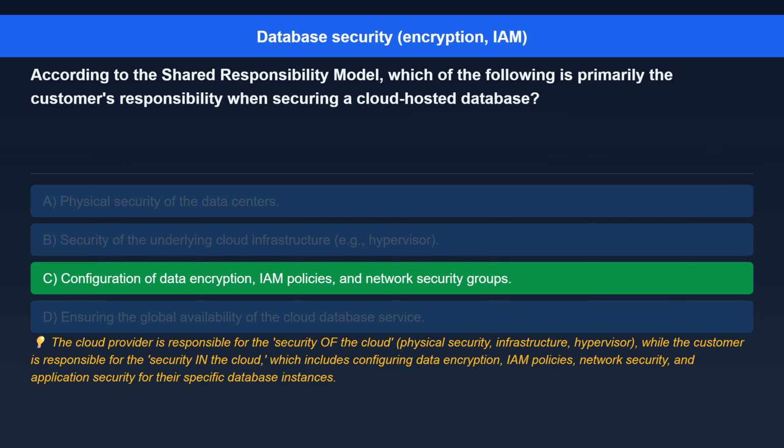The correct answer is configuration of data encryption, IAM policies, and network security groups. Here's the explanation. The cloud provider is responsible for the security of the cloud, physical security, infrastructure, hypervisor, while the customer is responsible for the security in the cloud, which includes configuring data encryption, IAM policies, network security, and application security for their specific database instances.